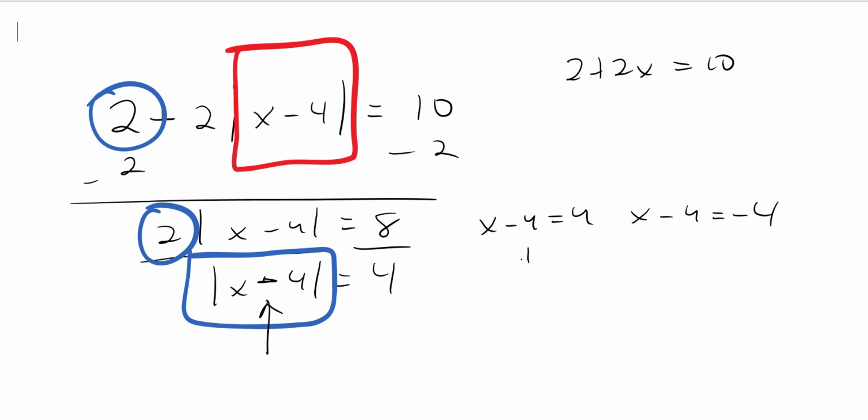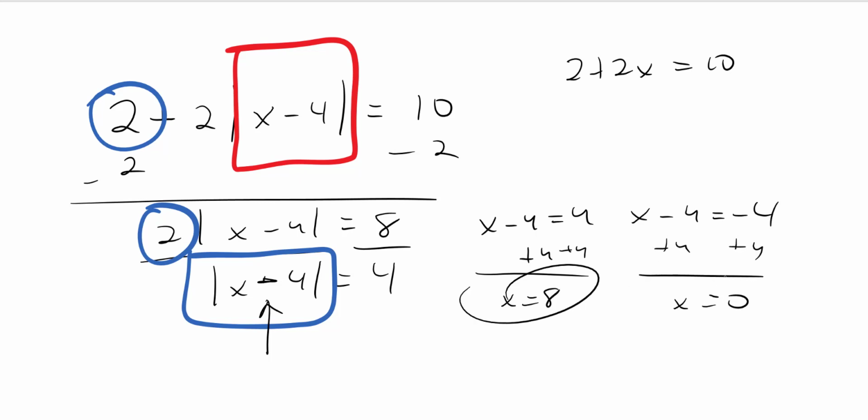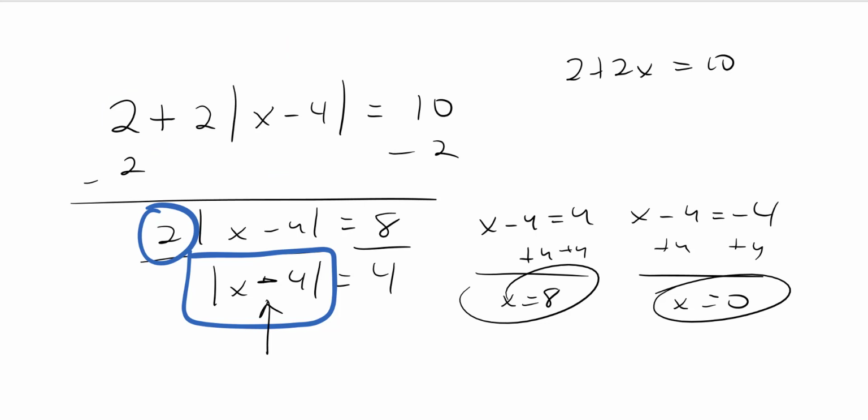Okay, so anyway, real quickly, if I add 4, I get x equals 8, and then I add 4 to this, I get x equals 0. So those are my two answers. And again, you can plug it in and check it. If I go back to the original problem, math fans, if I plug in 8 in here, here it is. I'm working with this top guy here. 8 minus 4 is 4. The absolute value of 4 is 4 times 2 is 8 plus 2 is 10.